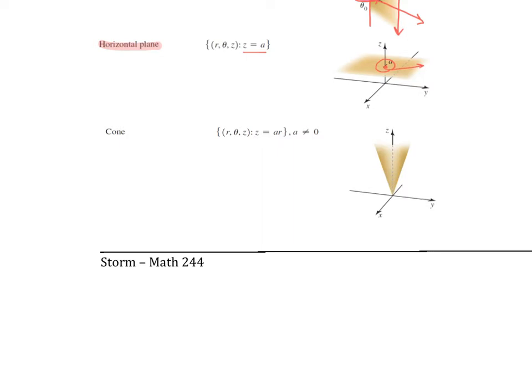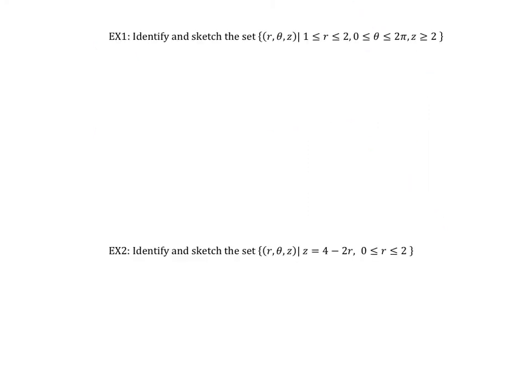The last one we're going to look at is our cone. In this case, the equation of a cone is just z equal to some a times r. And that will give us our cone. In the case that a is positive, it's a cone going up, but we can also have a cone going down. And that would be if a is negative.